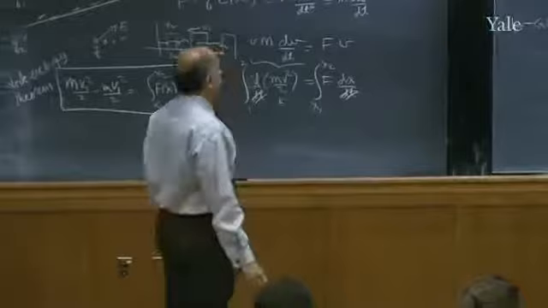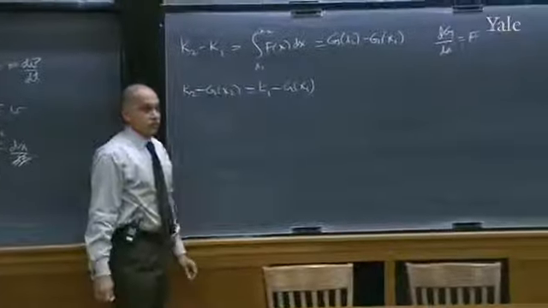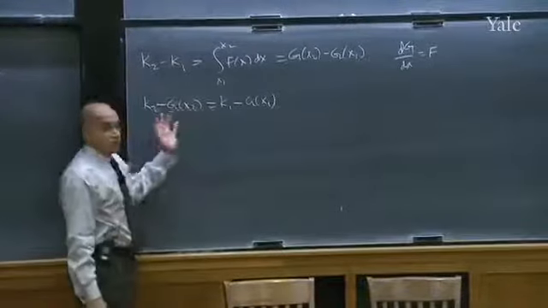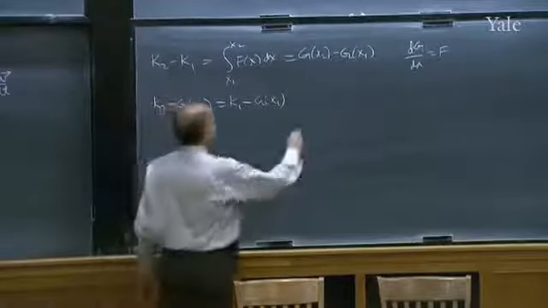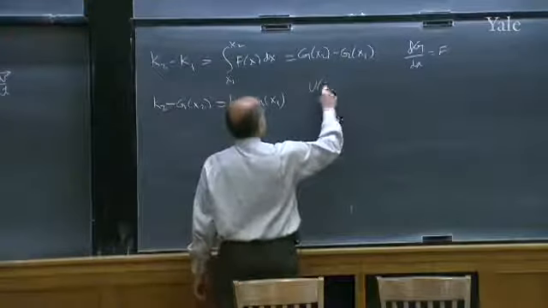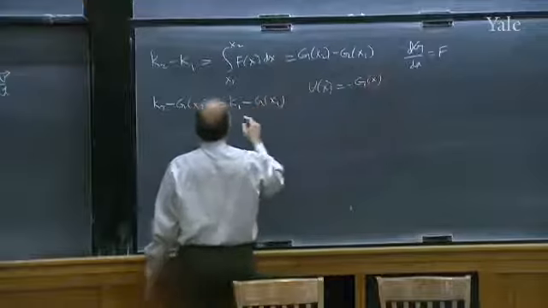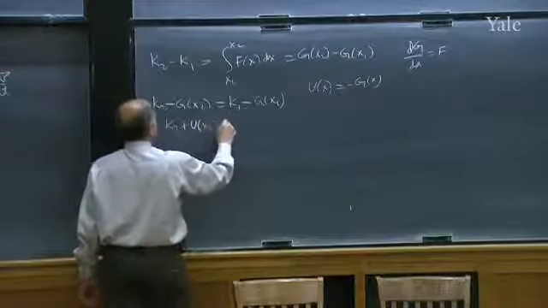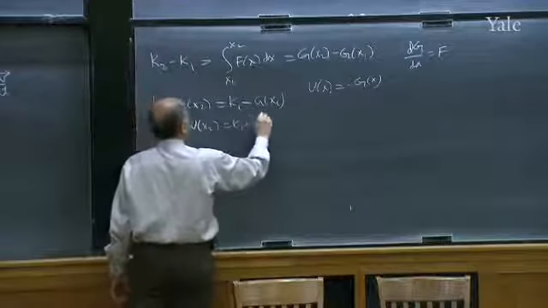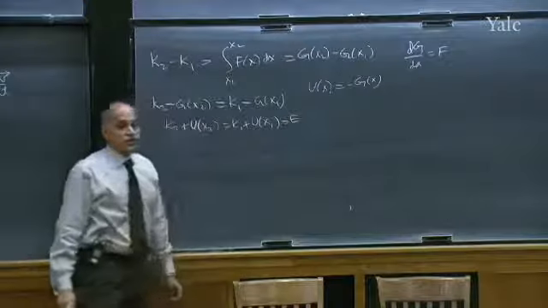That tells you the combination K minus g does not change as the particle moves. But this doesn't look very nice. We want to get the old law of conservation of energy in the standard form. You define the function u of x to be simply minus this g of x. It's a very trivial change. Then you can say K2 plus u at x2 is equal to K1 plus u at x1, and that is the energy that does not change with time.